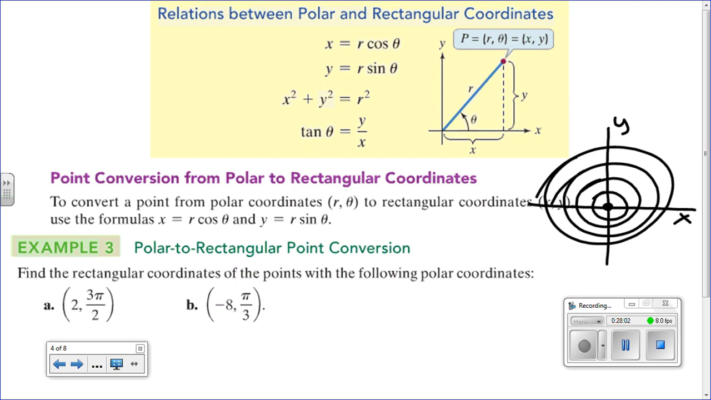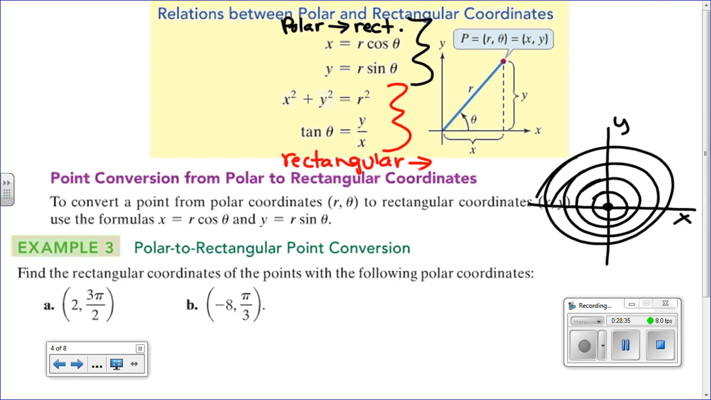Well, those 4 formulas are the ones that we're going to be using. The first 2 are to go from polar to rectangular. And the third and fourth are to go from rectangular to polar. So let's see where the formulas come from.